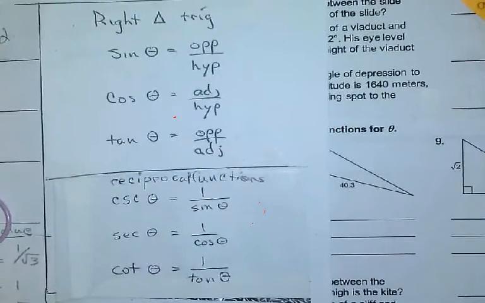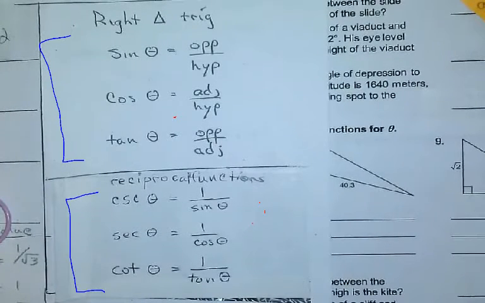Here I wrote it a different way. I know what sine, cosine, and tangent are because they are up here. And then the reciprocals are cosecant, secant, and cotangent. If you know what this one is, the other is just the reciprocal. So if you can do that, you can do today's homework.